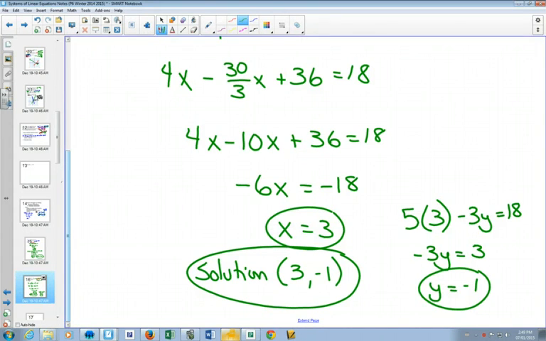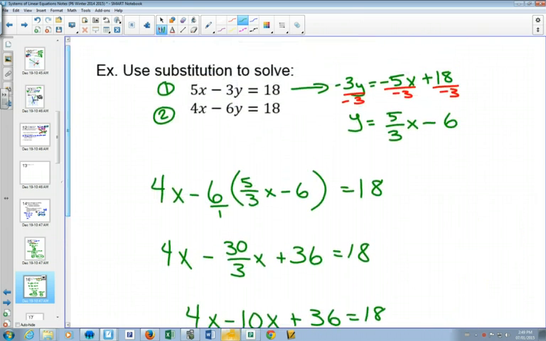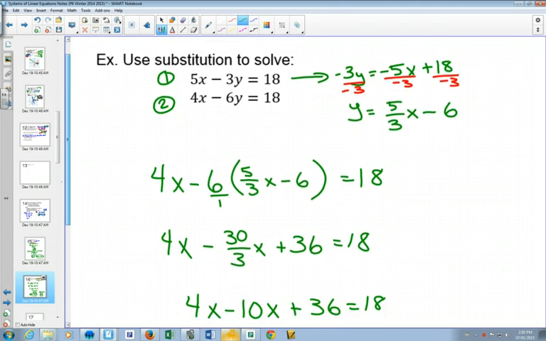The nice thing about these questions is once you get a solution, if you want to know if you're right, plug it back into both equations. If I plug in 3 and negative 1 in the first equation, do I get 18? Yes, I do. When I plug in 3 and negative 1 into the second equation, can you see that you get 18? That way you know that you're right, and you're like, woohoo. I can scroll back down.